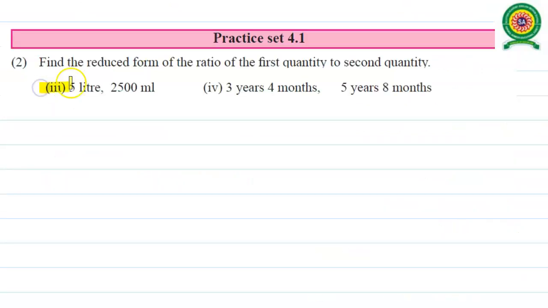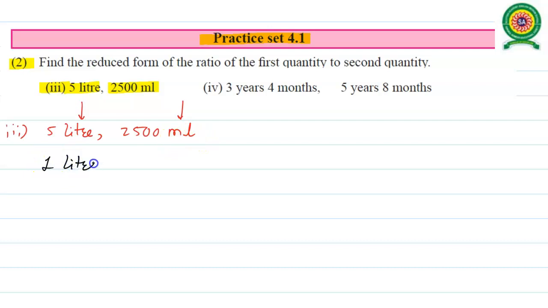Now look at the third sub question from question number 2, practice set 4.1. We have 5 liters and 2500 ml. Look carefully: when we are finding the ratio of any two quantities, they must have the same unit. So let's check the units. The first quantity is in liters, the second quantity is in ml, milliliters. Everyone knows 1 liter equals 1000 milliliters, so we are converting the largest unit into the smallest one.